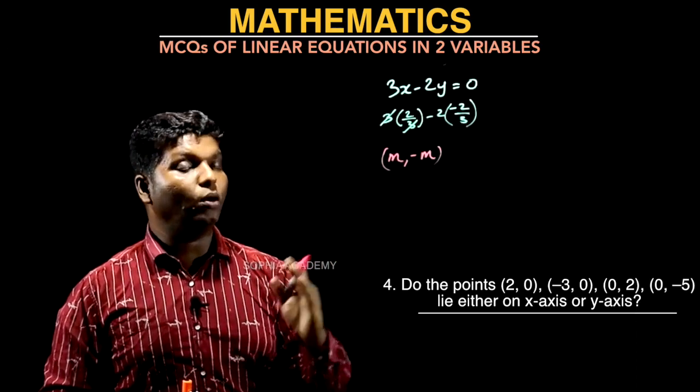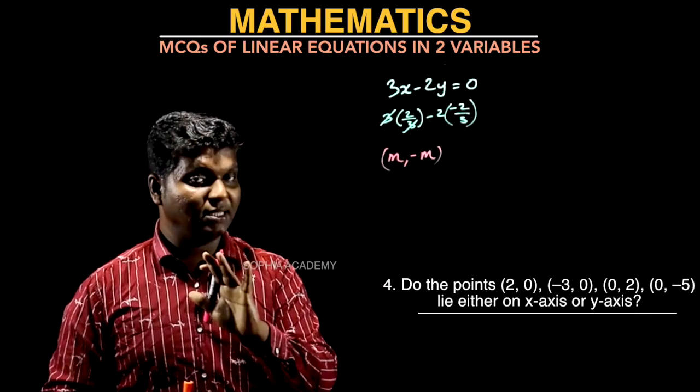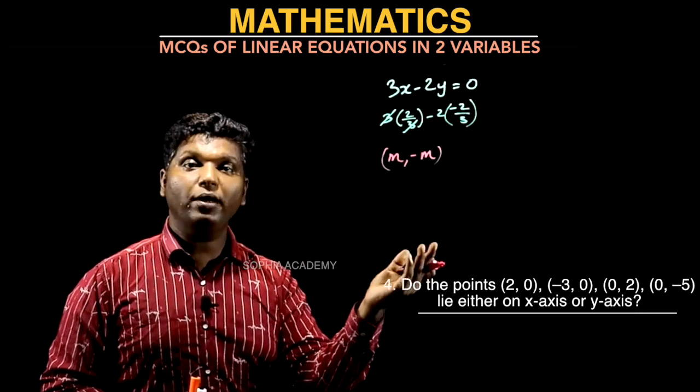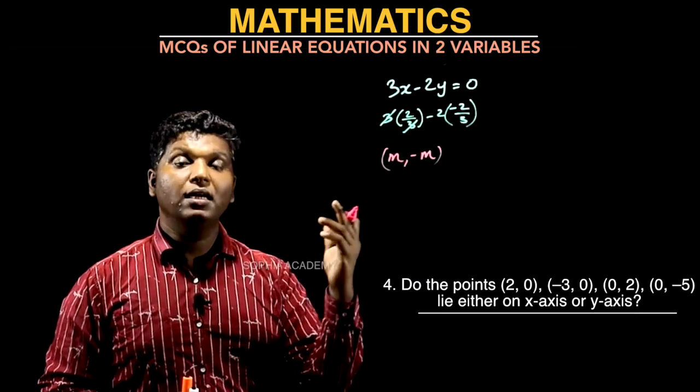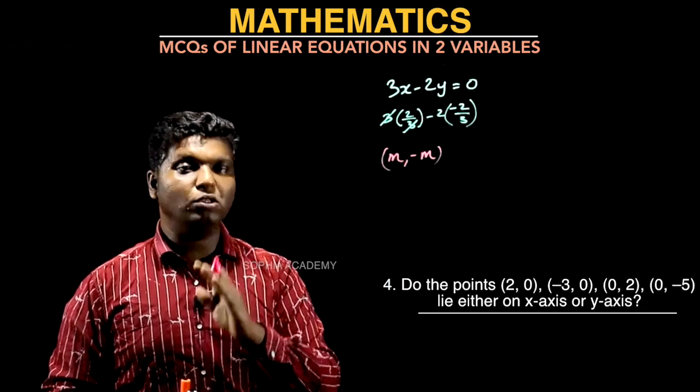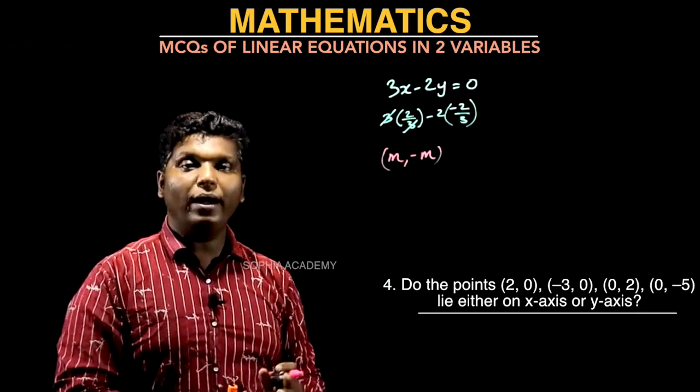You can see that the y coordinate is 0. That means both of them are on the x-axis. What about the third and fourth point? In both of those points, you can see that the x coordinate is 0. That means those 2 points are lying on the y-axis.